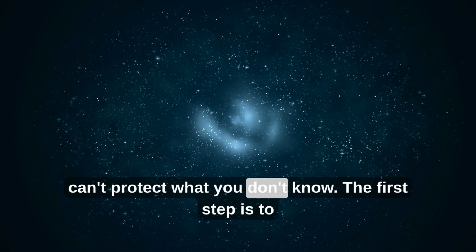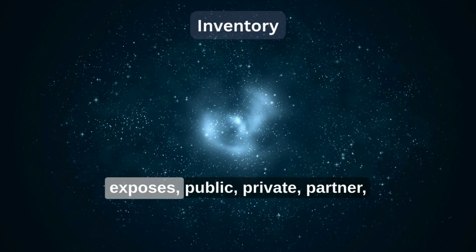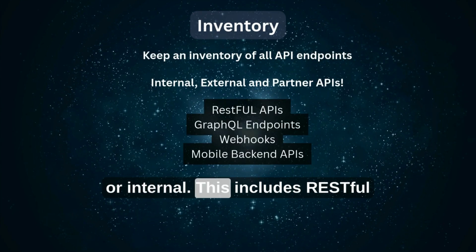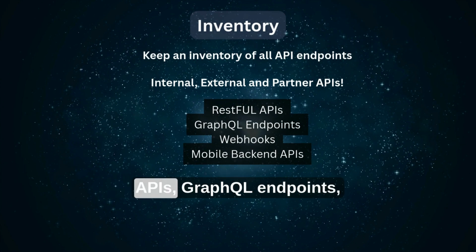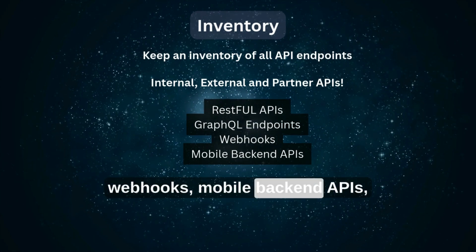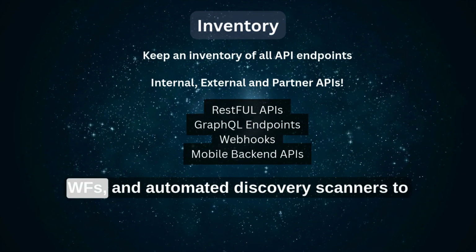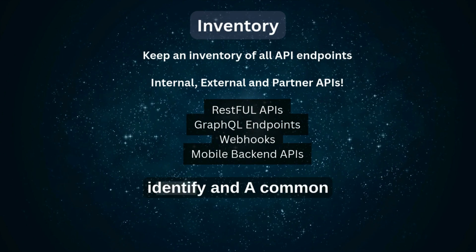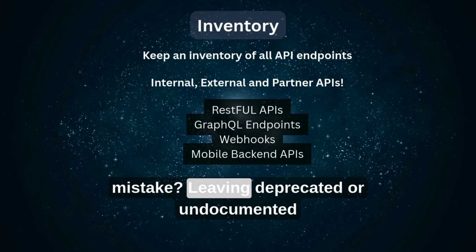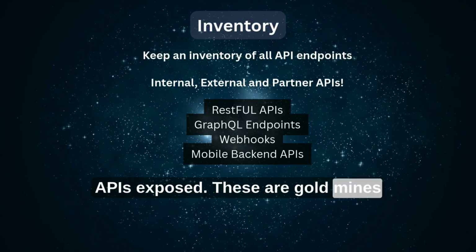You can't protect what you don't know. The first step is to inventory every API your organization exposes: public, private, partner, or internal. This includes RESTful APIs, GraphQL endpoints, webhooks, mobile backend APIs. Use tools like API gateways, WAFs, and automated discovery scanners to identify all live endpoints. A common mistake? Leaving deprecated or undocumented APIs exposed. These are gold mines for attackers.